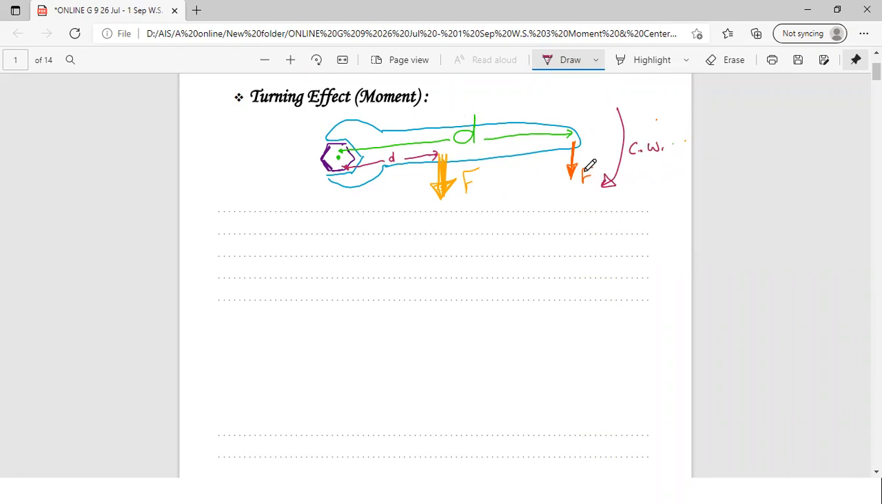But the force here is smaller because force multiplied by the distance, which is big, equals the force here, which is big, multiplied by the distance, which is small. So the moment, we can write it down as a definition. What's the definition of moment? Write with us please. The turning effect.